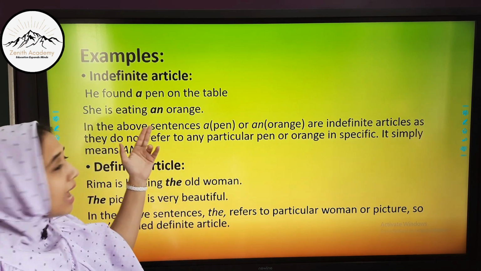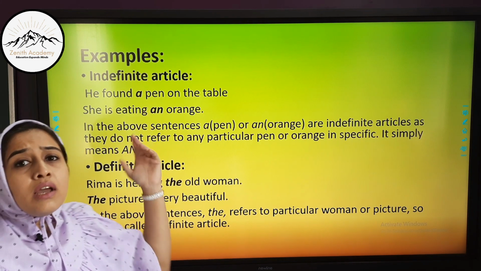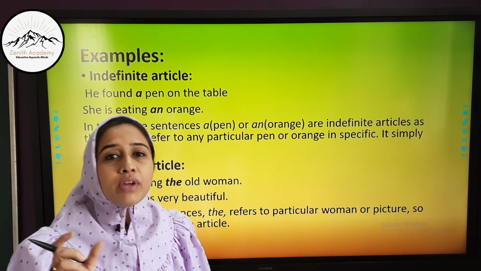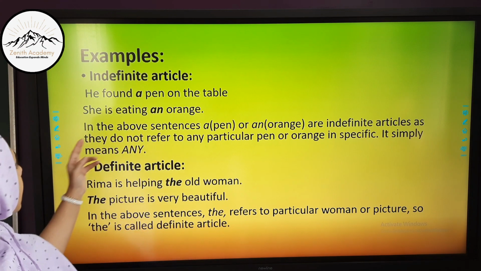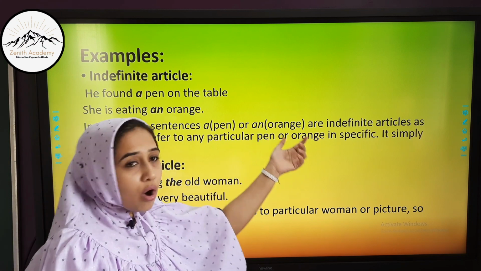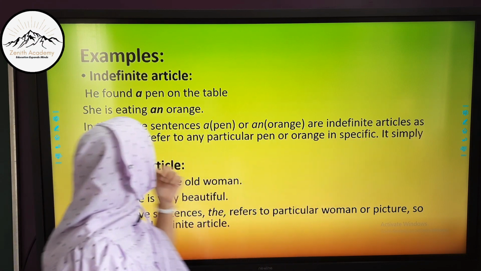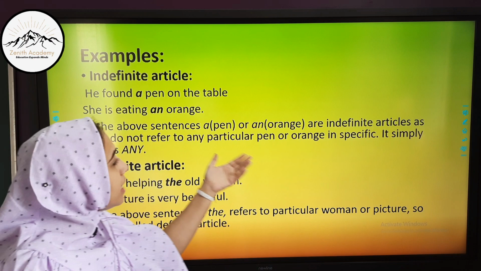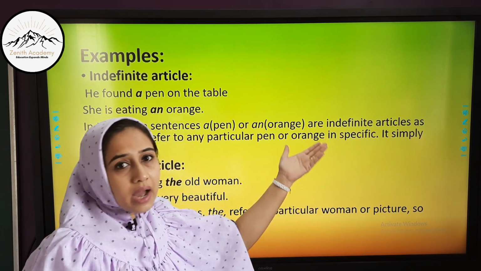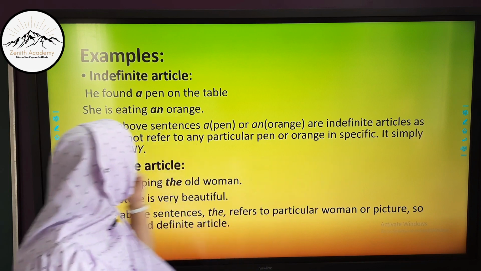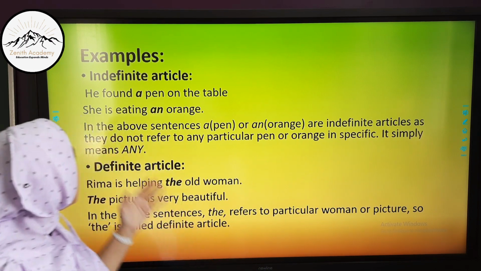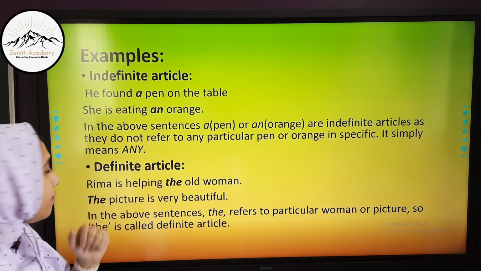So a and an are indefinite articles where we don't come to know which particular or obvious thing we are talking about. In the above sentences, a pen or an orange are indefinite articles as they do not refer to any particular pen or orange in specific. As I already explained, it simply means any pen or any orange. Now let's see examples of definite article.